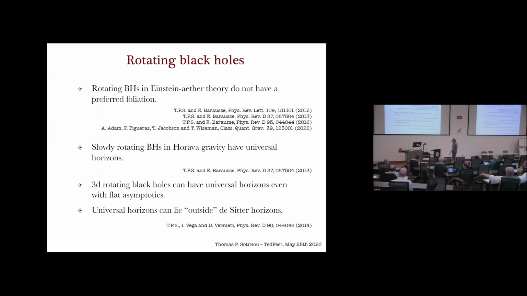So they do seem to be pretty generic in theories with the preferred foliation, whereas they cannot really be defined in theories with the preferred threading. Because, as I said, the moment you go away from rotation, there is no preferred foliation associated with that threading. And again, fairly recently, Ted, together with Adam Figueras and Wiseman, were the first to find fully, rapidly rotating black holes in Einstein ether theory. Okay.